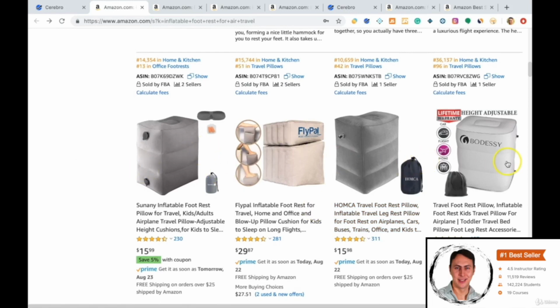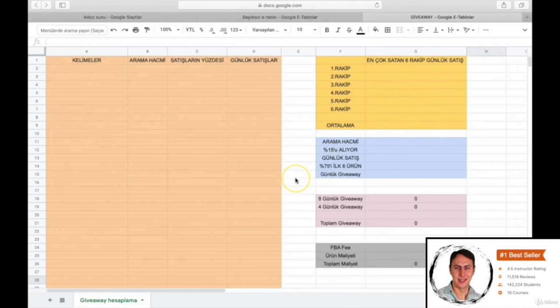According to statistics, the first 6 products of the first page have 70% of sales. In other keywords, even if you are on the first page, you have to be in the top 6 rows, so you may be in the 70% sales segment. Because this issue is very important, I say it again. According to statistics, the first 6 products of the first page have 70% of sales. Our main goal in giveaway is to be in the first 6 places.